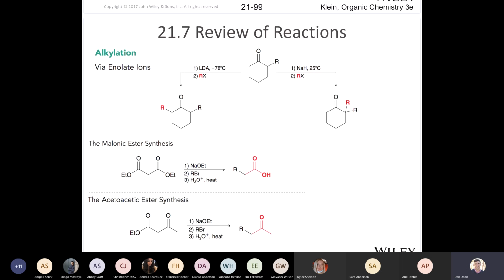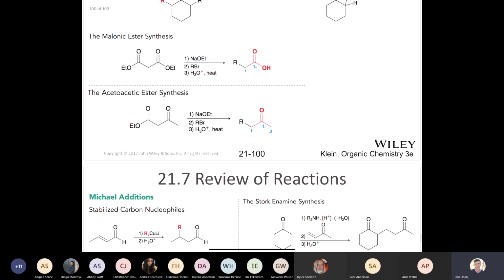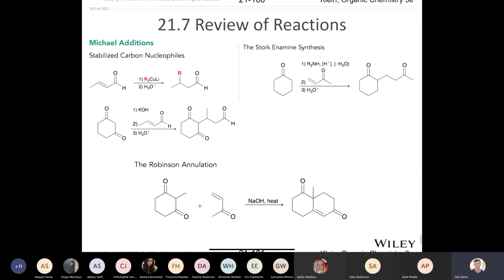We talked about the malonic ester synthesis and how you add 1, 2 carbons and a carboxyl, and the acetoacetic ester synthesis and how we add 1, 2, 3 carbons and we form a methyl ketone. Stork enamine, what else? Michael addition.